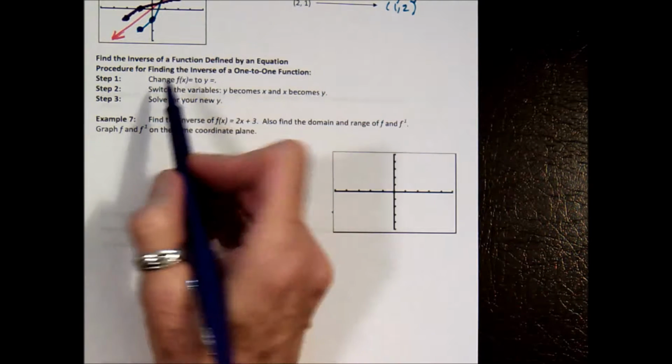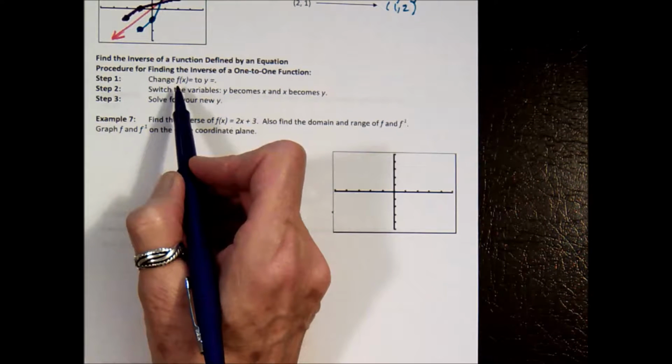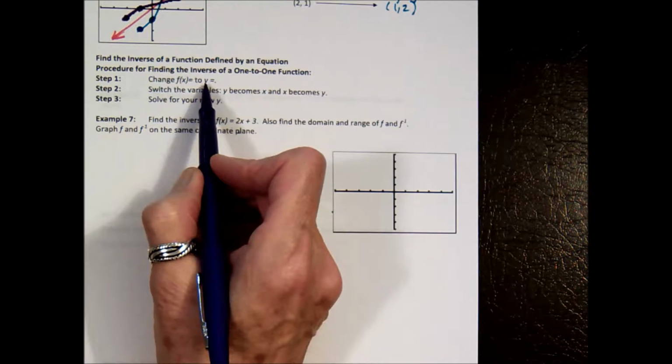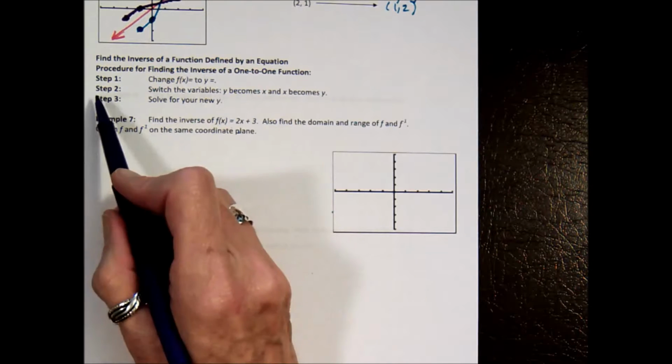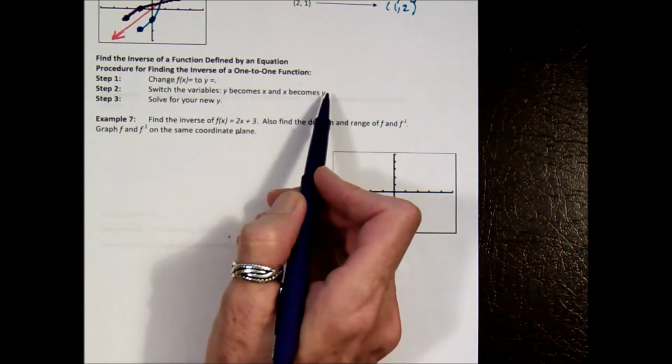If you are given a function and it says f of x equals something, the first thing you're going to do is change f of x to y. That's the first thing. Step 2, you're going to switch the variables. So the y becomes an x and the x becomes a y. And then step 3 is you're going to solve for your new y.